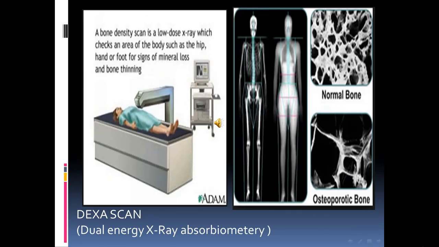In fact, osteoporosis is an abnormality related to the bone matrix. So the number of trabeculations will become less than in normal bone. As you can see here, the normal bone is seen above, and the abnormal or osteoporotic bone appears below, where the number of trabeculations is less. And this is responsible for the generalized decrease in bone density.